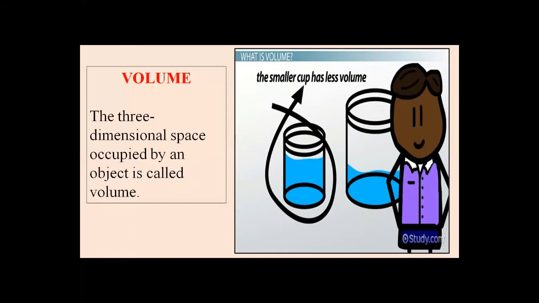Observe this picture. Students, observe this picture. The two cups contain the same amount of liquid, but each cup has its own capacity due to the different size. So here the small cup has less volume than the larger one. Okay? Now what is mass?